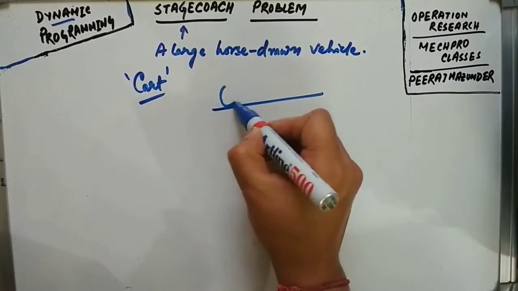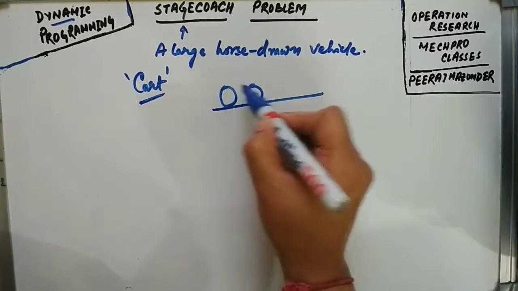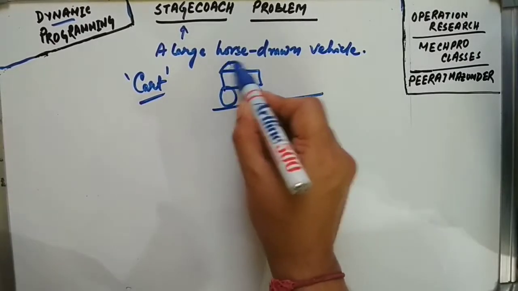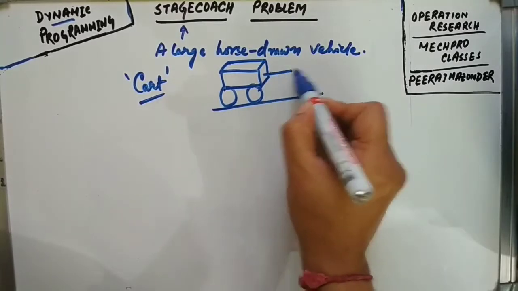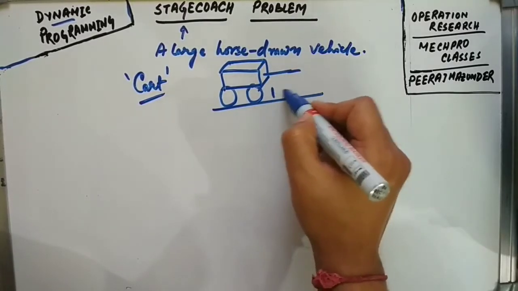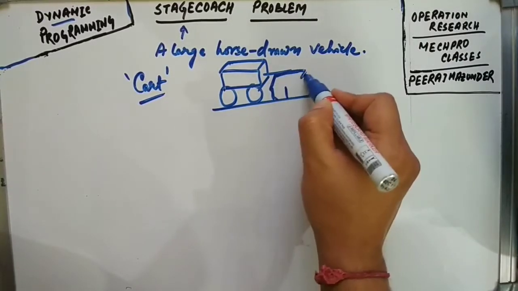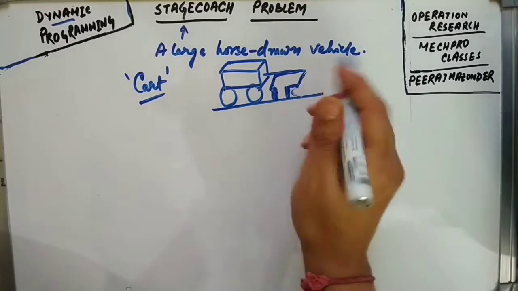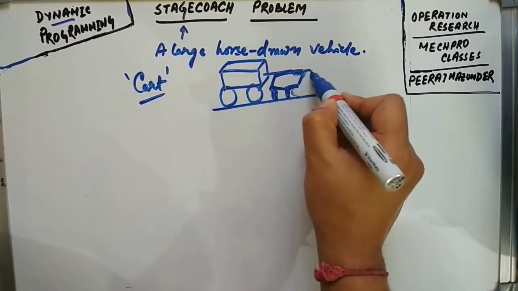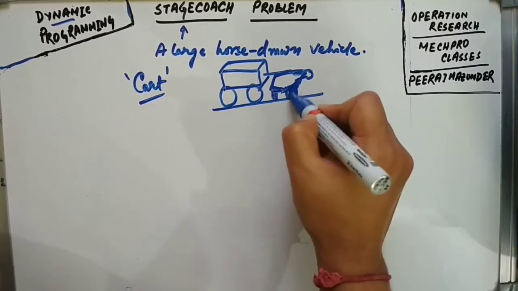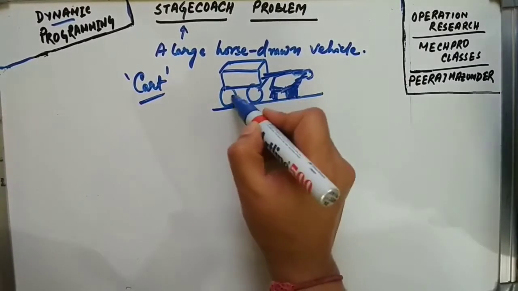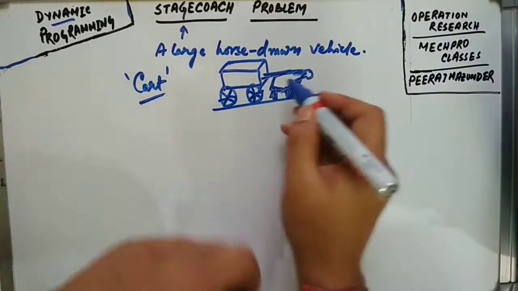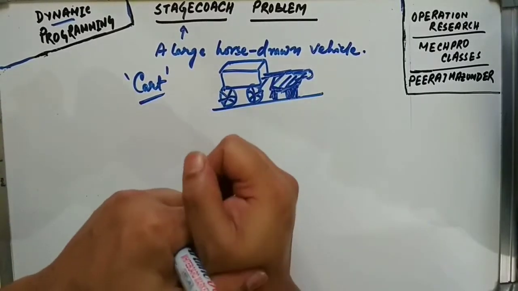It was having at least four wheels, and behind that it comprises this type of cart, and it was being moved by a horse. Sorry, I am not so much of a painter, but I'll just give you an idea, so sorry for my drawing. This type of cart was previously known to be a stagecoach.